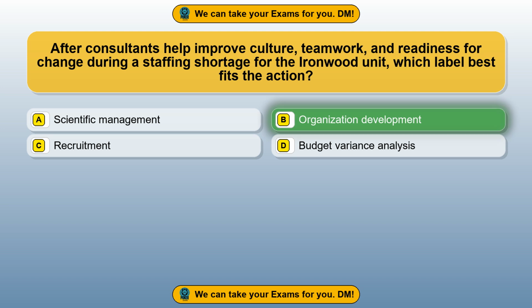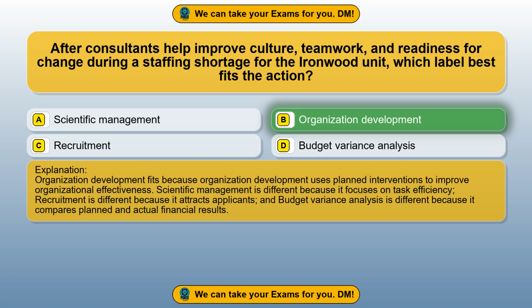Organization development. Organization development fits because organization development uses planned interventions to improve organizational effectiveness. Scientific management is different because it focuses on task efficiency, recruitment is different because it attracts applicants, and budget variance analysis is different because it compares planned and actual financial results.